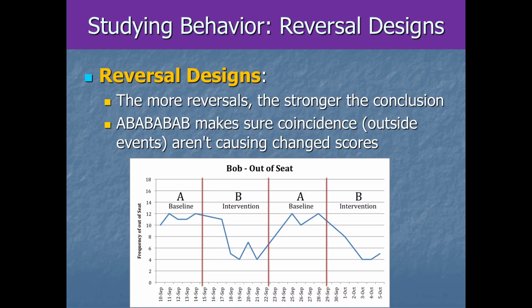But if we keep doing reversals, AB, AB, AB, AB, AB, and the behavior always goes down when we flip the switch to B and always goes up when we flip the switch back to A, regardless of the time we do it, then we can pretty strongly rule out coincidence and be sure it's our intervention that is the cause of the behavior change.